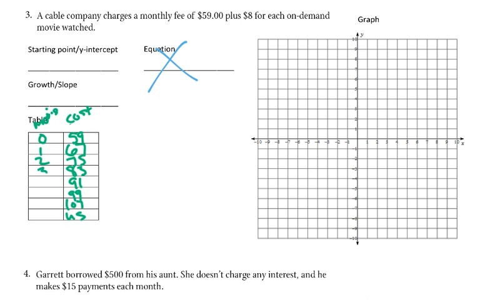Okay. So maybe if we counted by tens here, so that would be 100, 90, and so on. So 0, 59 would be right about here. Then 1, 67, 2, 75, 3, 83, 4, 91, 5, 99, and 107, and 115. So look something like that.